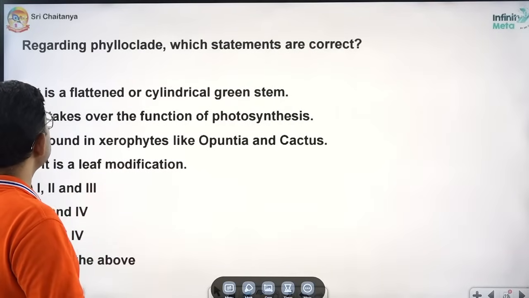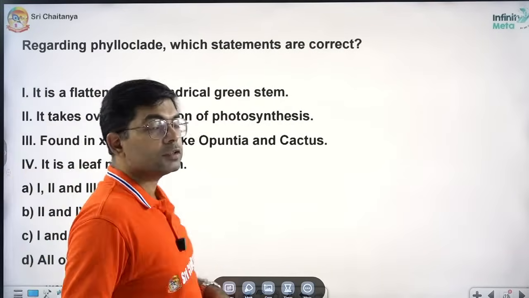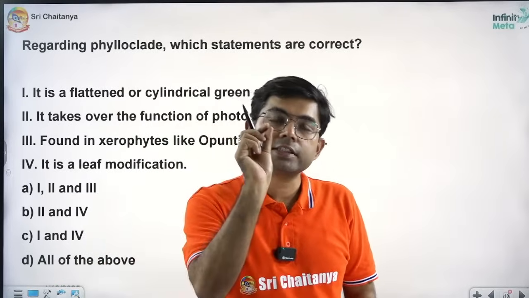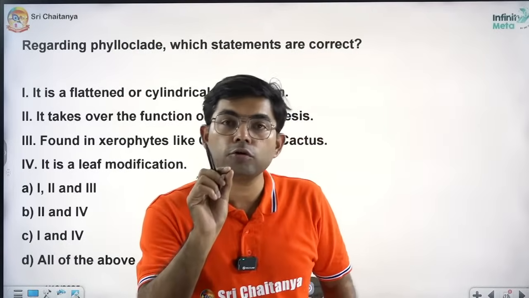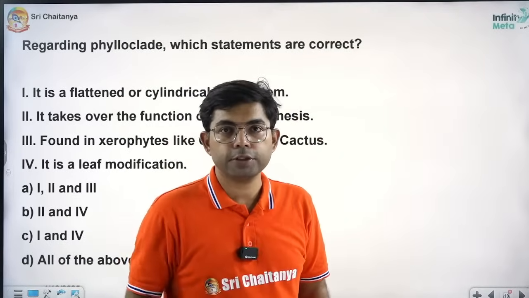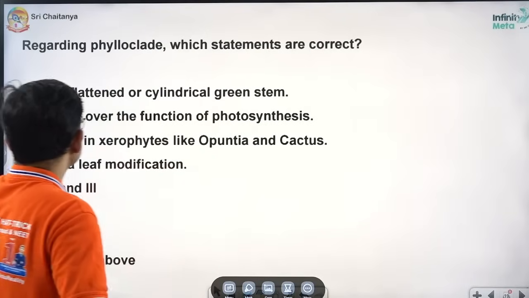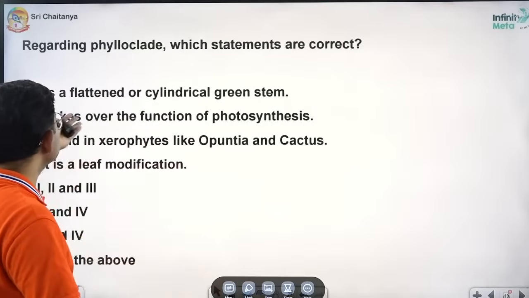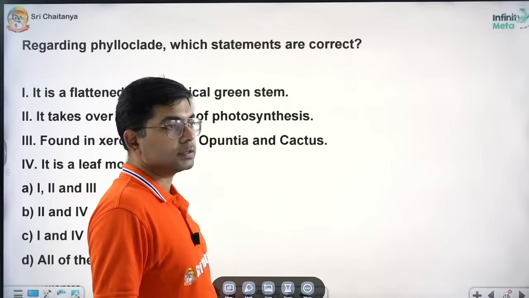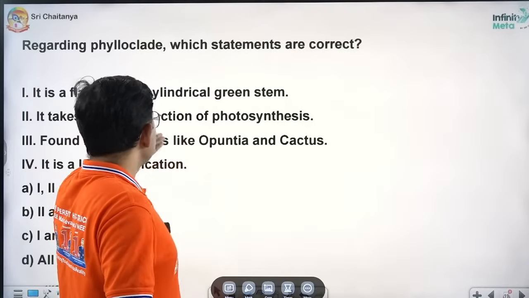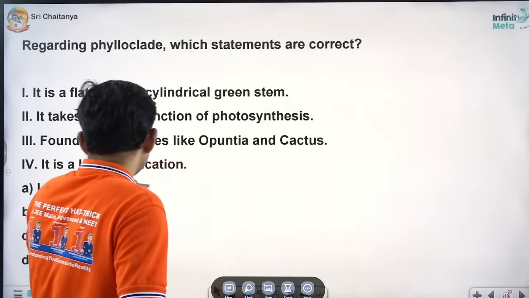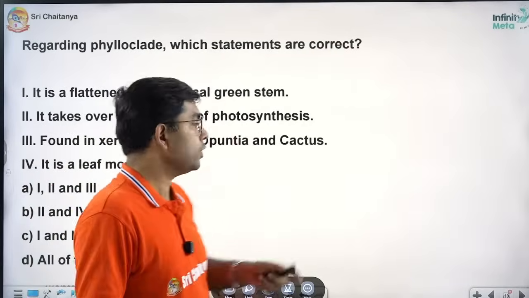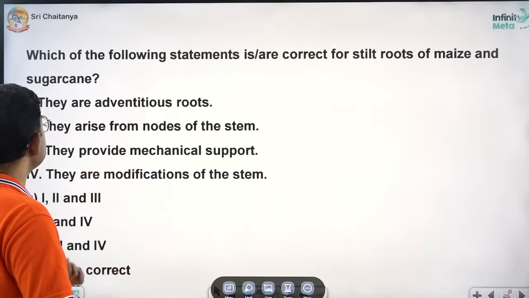Now it is regarding the phylloclade. What is phylloclade? When the stem becomes flattened, fleshy and green, and the leaf modifies into thorn, right? Cactus you see, that is the phylloclade. So it is a flattened cylindrical green stem, correct? It takes over the function of photosynthesis. Found in xerophytes like opuntia and cactus, correct? And it is not a leaf modification, it is a stem modification. So 1, 2 and 3 is the right answer.